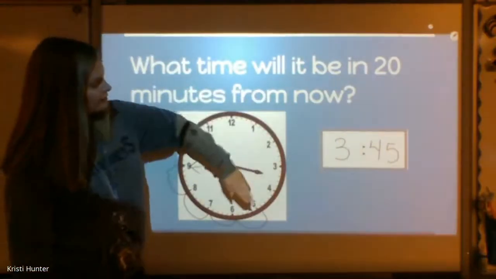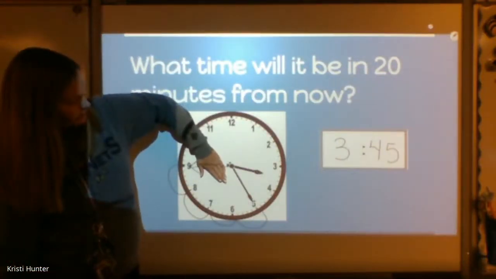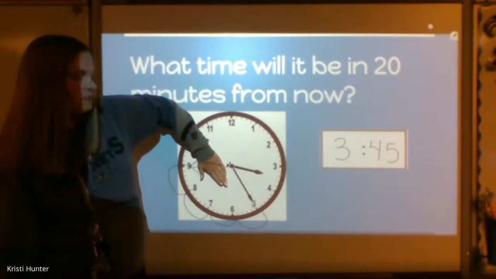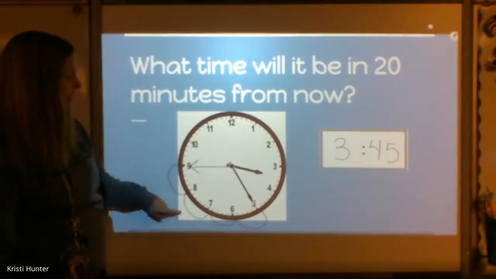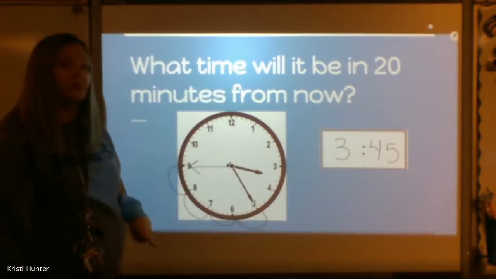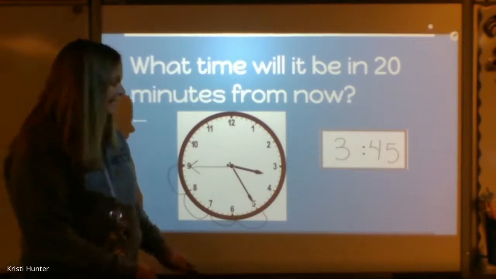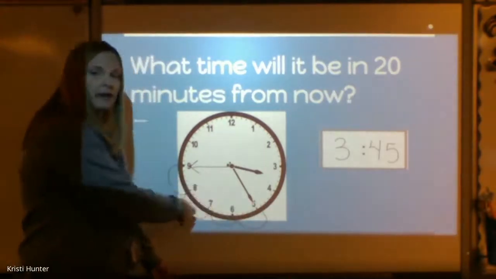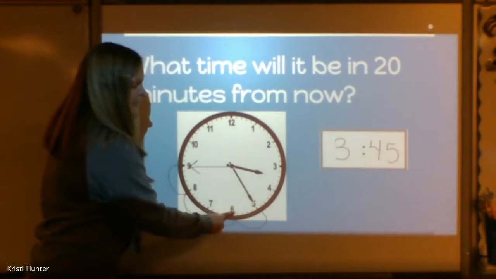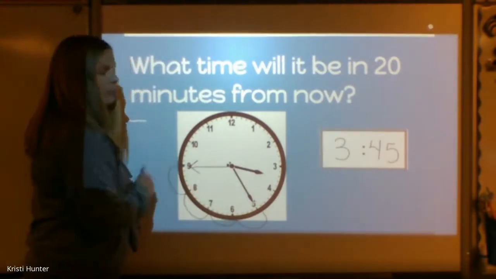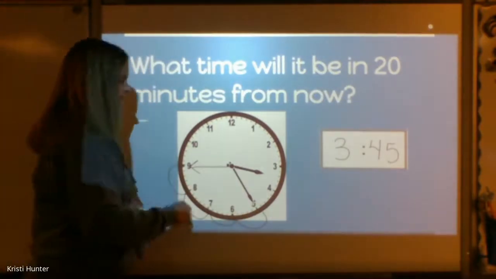So my clock looked like this to begin with. It was 3:25. I moved it 20 minutes, and I'm now at 3:45. Again, I know you can't draw the little flower petal jumps, but you can go ahead and jump those numbers with your finger to help you out.